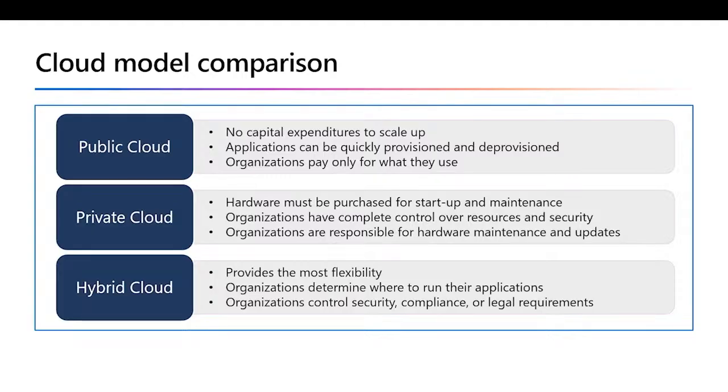The hybrid cloud provides the most flexibility by combining elements of both public and private clouds. Organizations can determine where to run their applications, optimizing for performance, cost, and compliance. They also can retain control over security, compliance, and legal requirements, allowing them to meet their specific needs while leveraging the benefits of both cloud models.